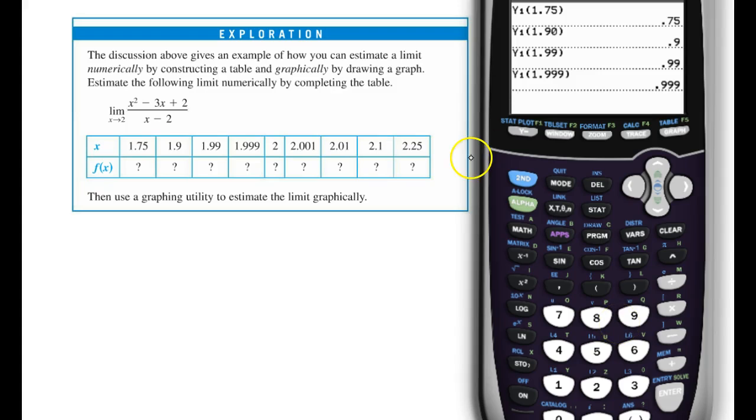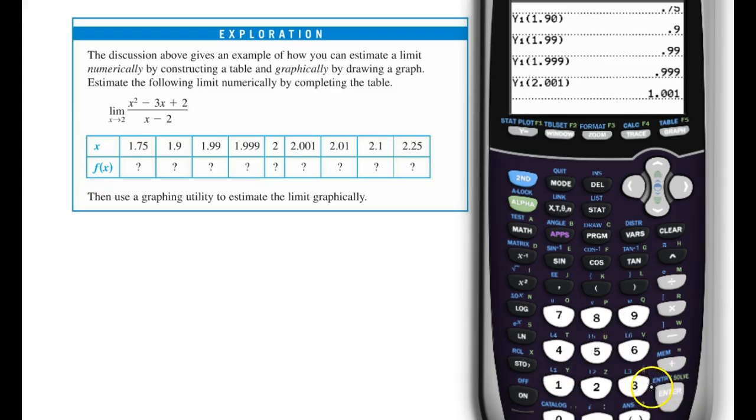Okay, and then if I put in 2.01 or 2.001, we get 1.001. So from the left, we're getting 0.999, and from the right we're getting 1.001. So what number is between those? Well, it looks like the limit is 1. Remember, we can't plug 2 in directly because it would be undefined there. But as x gets closer and closer to 2, y is getting closer and closer to 1.